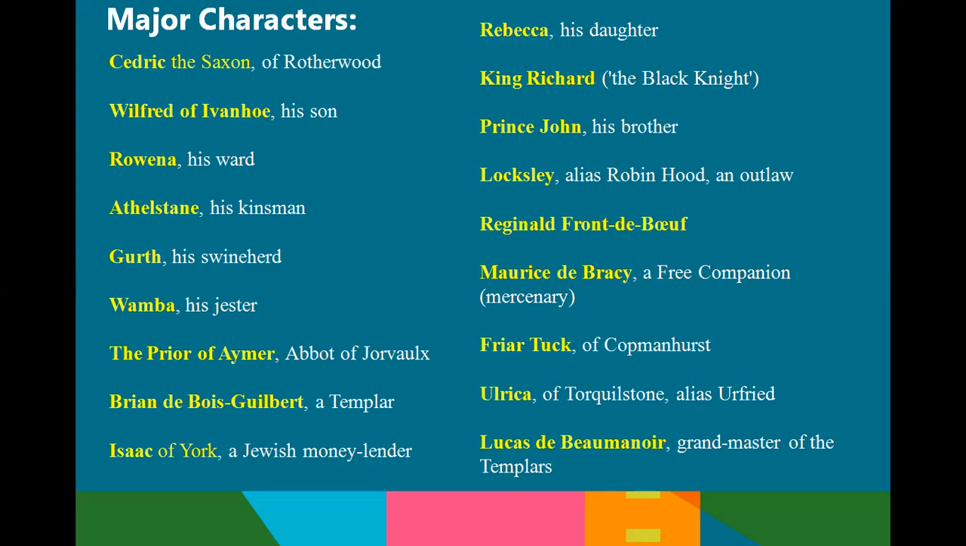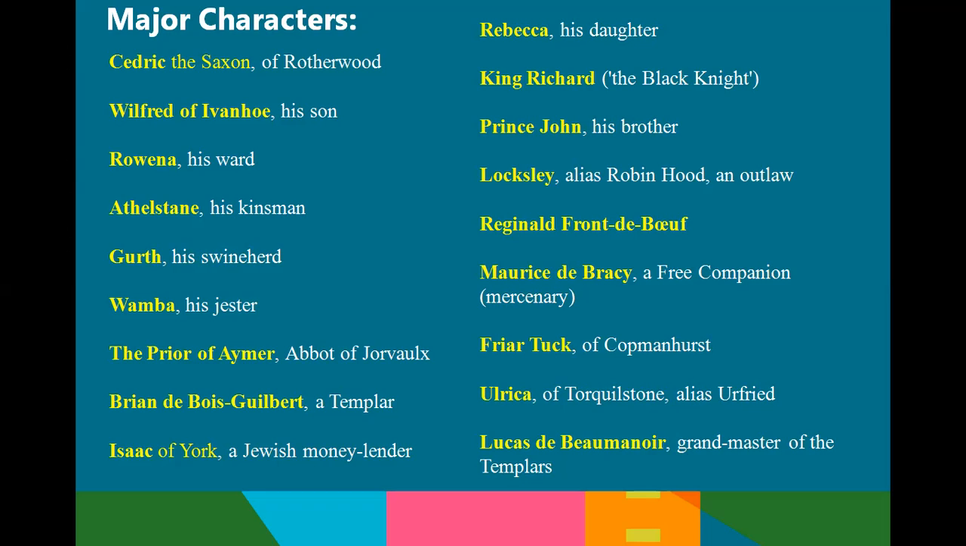He is very loyal to the Norman king, Richard, and he accompanies him, he follows him in the Third Crusade in the Holy Land. The next character is Rowena. Rowena is a woman character, Saxon lady, and she is Lord Cedric's ward. The Lord Cedric is her caretaker, the guardian.